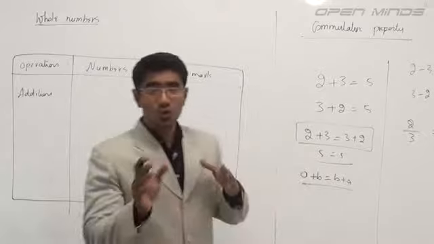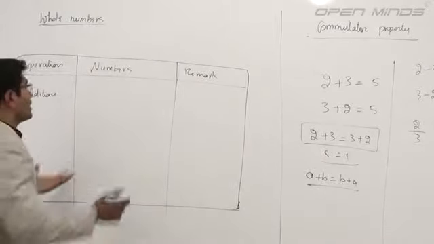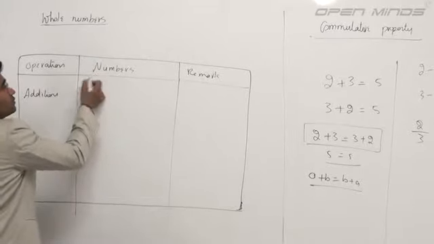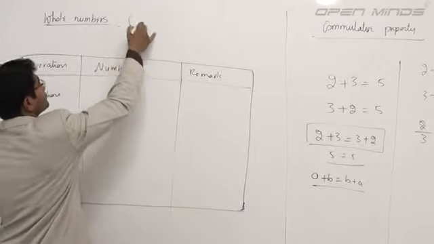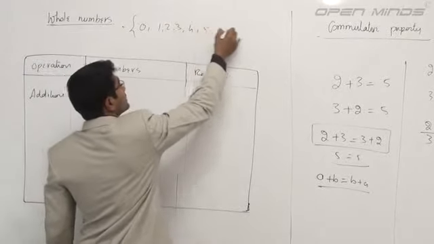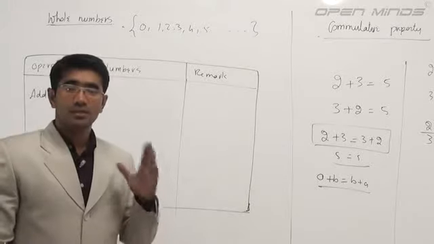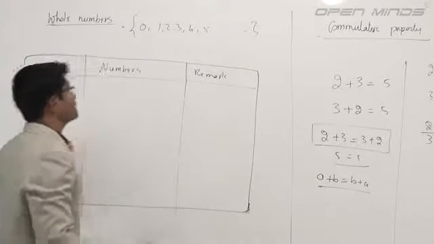Now let's talk about whole numbers and the operation of addition. Let me take two whole numbers. Let me write that for you: 0, 1, 2, 3, 4, 5, and it goes on like that till the end. I'm taking any two whole numbers and checking whether they satisfy the commutative law or not.